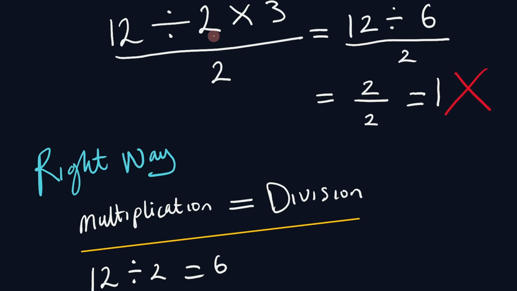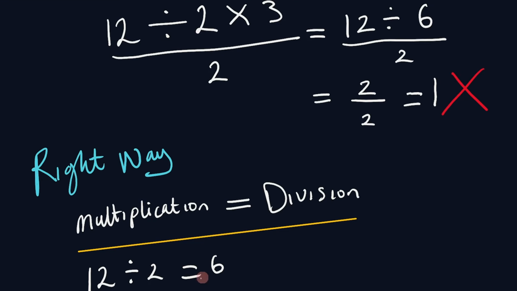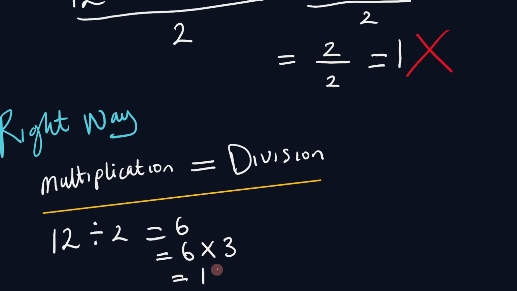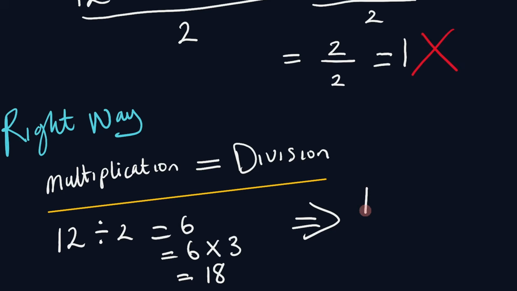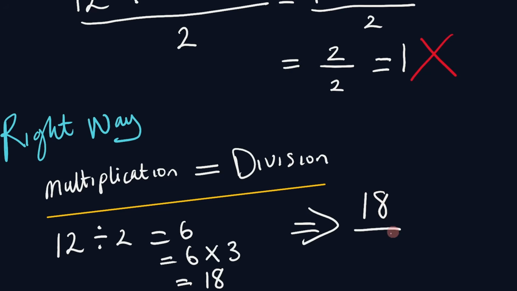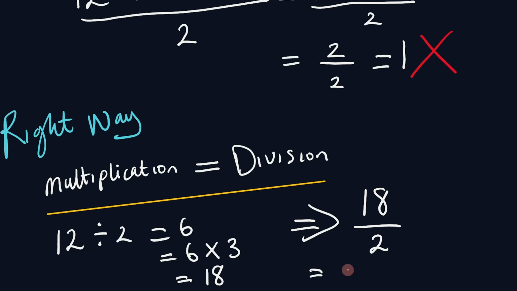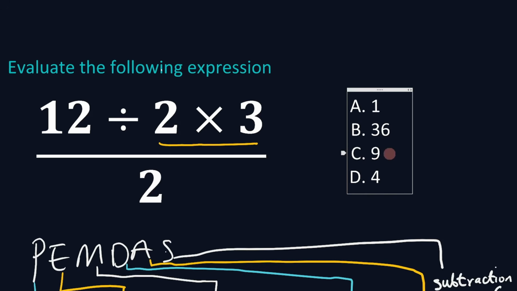Now we will multiply what we got here with 3, which is 6 multiplied by 3, which will give us 18. Now our numerator is 18. We now have to divide it by the denominator, which is 2. And when we divide 18 by 2, our answer will be 9. So the right answer to this is option C, which is 9.